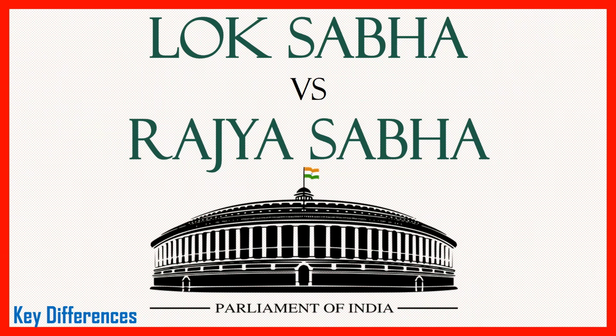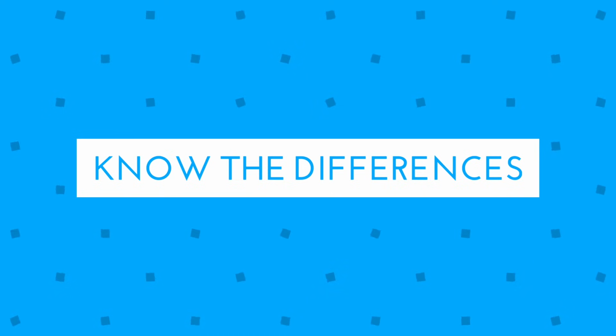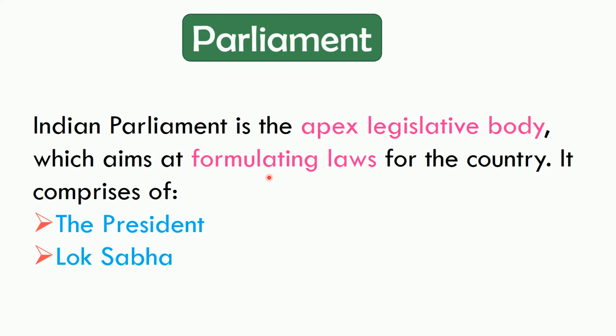Today in this video, we will be discussing the difference between Lok Sabha and Rajya Sabha. So friends, let's get started. Now first of all, we will discuss the term Parliament. Indian Parliament is the apex legislative body which aims at formulating laws for the country. As India follows a bicameral structure of government, the parliamentary system comprises of the President and the two houses, that is Lok Sabha, also known as lower house, and Rajya Sabha, also known as upper house.